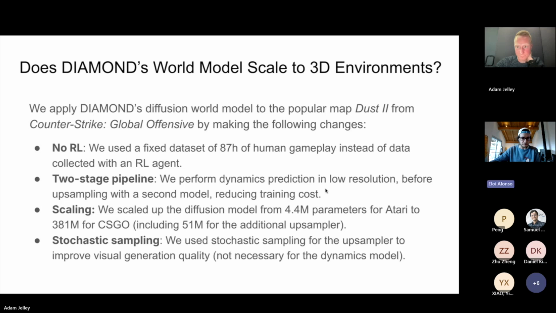And the final detail was more like post-training. We realized that using stochastic sampling for the upsampler was crucial to improve the visual quality. We did not find it necessary for the dynamics model, for the world model itself, but when it came to in-painting the missing details, it was quite important to add noise during the sampling of the diffusion model to get more details, basically.